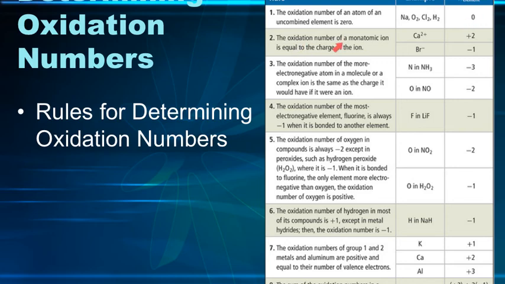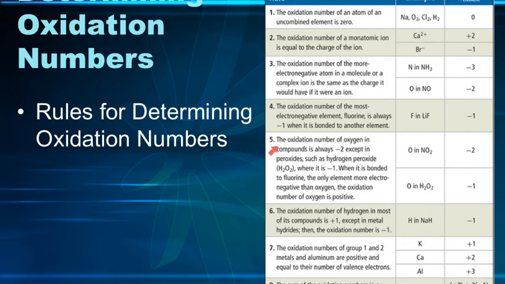The oxidation number of monatomic ions is just whatever the charge is. That's very simple. So if this is +2, then it's +2. If it's -1, it's -1. We're not going to worry about rule number 3. That's not going to apply to us, at least in this class. Rule number 4, fluorine is always going to be -1. That's going to be fairly straightforward.